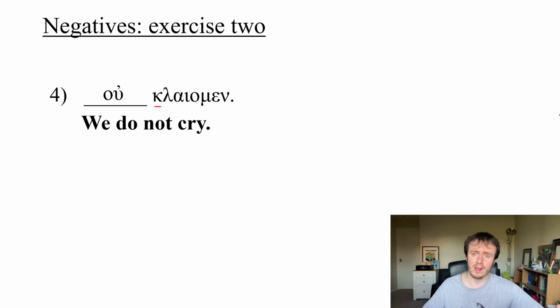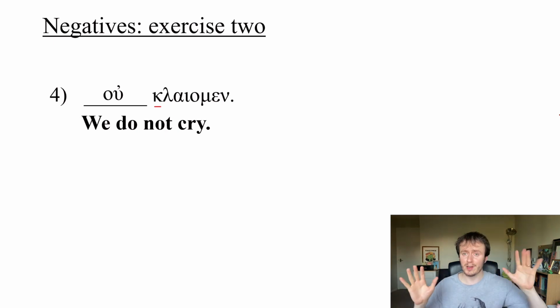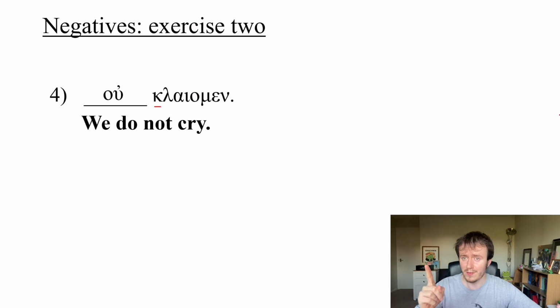We had no nominative noun or pronoun and no accusative noun or pronoun. And the reason that we didn't have an accusative noun or pronoun is because this is an intransitive verb, which we learned about in the last lesson. And we knew that the subject was we because of the ending omen, which is the first person plural person ending. So kleiomen on its own is we cry, but here we have the negative u. So it's we do not cry, or we are not crying.